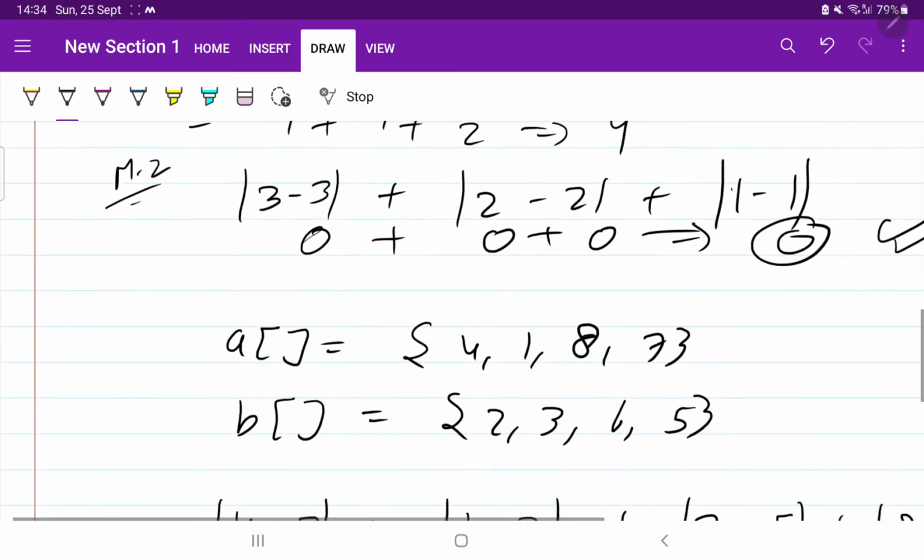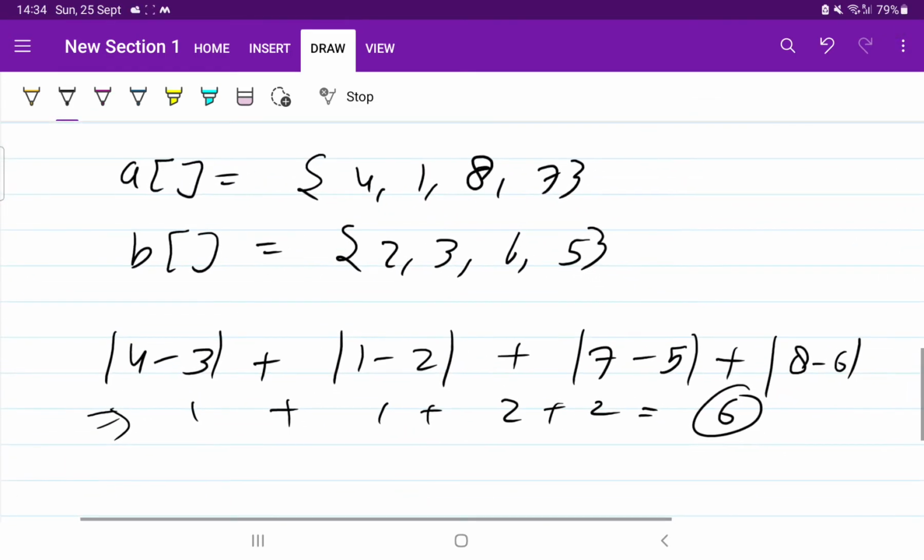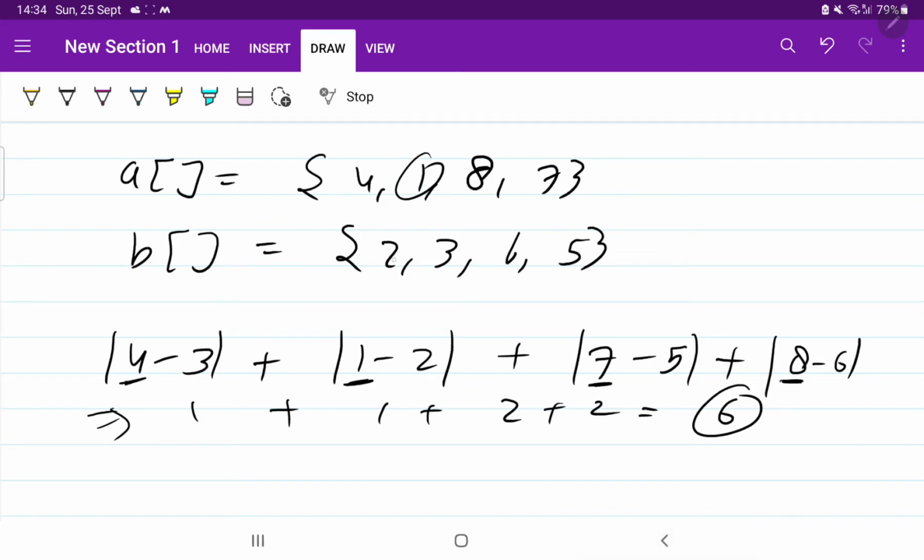Now let us observe this. 4 was the first element of A, then 1, 7, 8. These are the elements of the array. 1 is paired with this element 2, 4 is paired with this element, 7 is paired with this element and 5 is paired with this element.